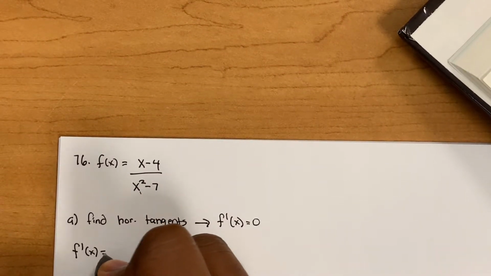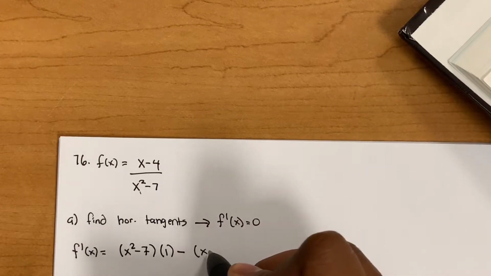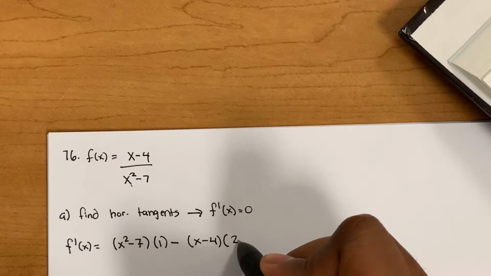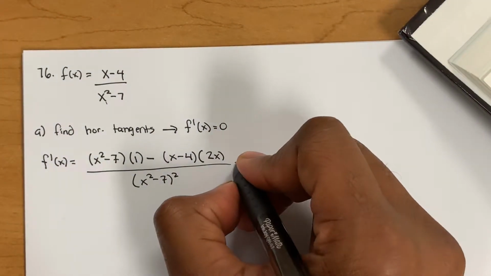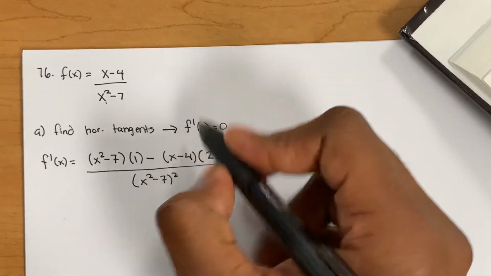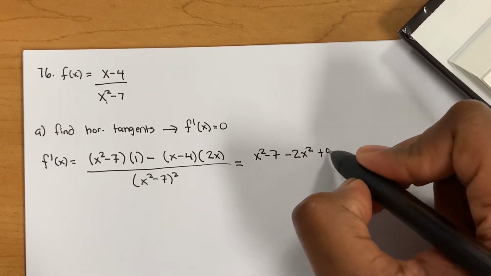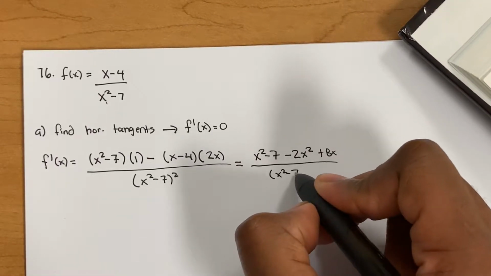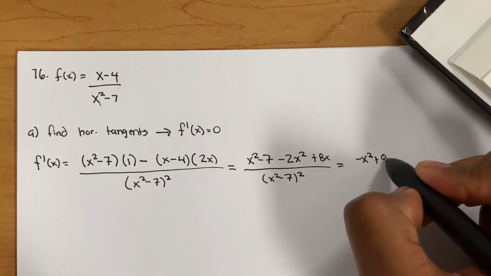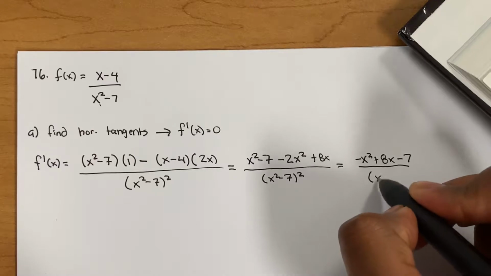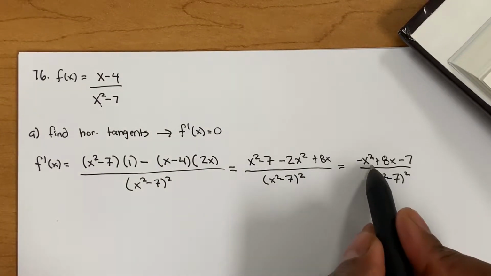So our derivative is low function x squared minus 7 times the derivative of the top, which is 1, minus the top function x minus 4 times the derivative of the bottom, which is 2x, over x squared minus 7 squared. So if we simplify, we get x squared minus 7. Don't forget to distribute a negative 2x. So that's going to give us minus 2x squared plus 8x over x squared minus 7 quantity squared. And so if we fully simplify this, we get negative x squared plus 8x minus 7 over x squared minus 7 squared. So since we're finding horizontal tangents, we're finding where f prime of x equals 0. That's where the numerator equals 0.